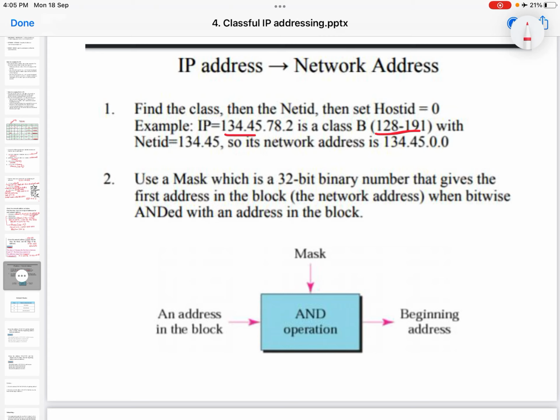So its network address is 134.45.0.0. So what is the network address? It is the net ID bits. Use a mask, which is a 32-bit binary number, that gives the first address in the block when you perform the bitwise AND with an address in the block. So when you perform the AND operation on an address in the block, you get the beginning address.